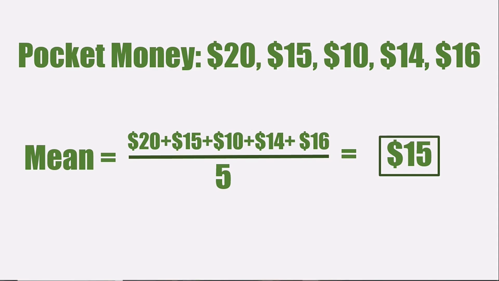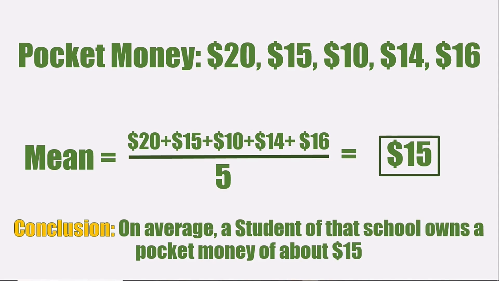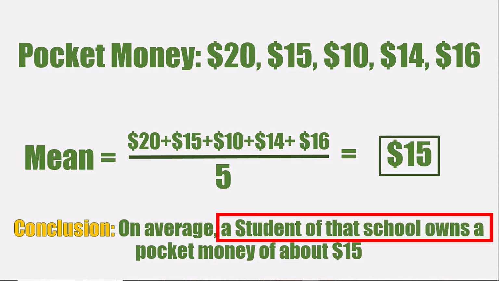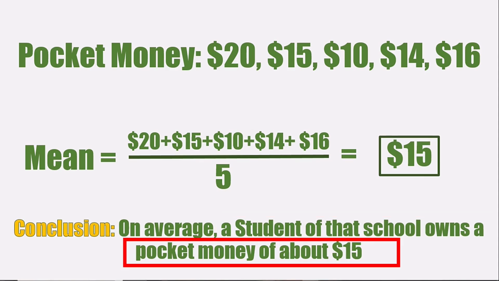When you look at the dataset, you can see that there is someone who has $10 and someone who has $14. So those 2 people cannot necessarily eat in a hotel that is charging $15. So the mean sometimes cannot be a good representation of the dataset. But what exactly does this $15 mean? This $15 means that, on average, a student of that school owns a pocket money of about $15.